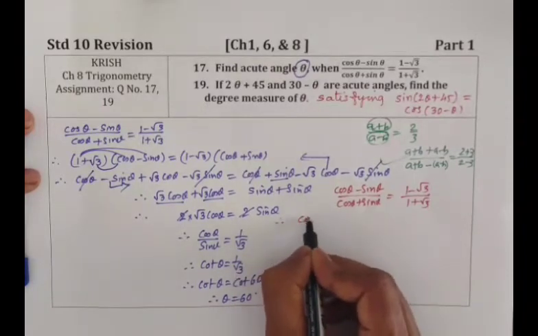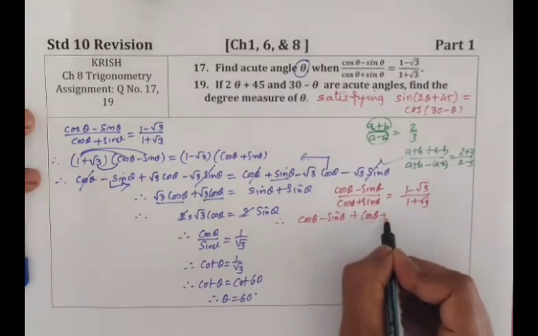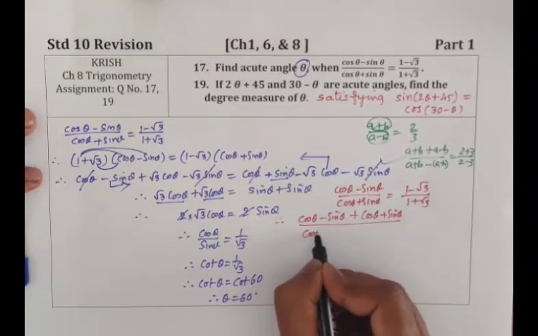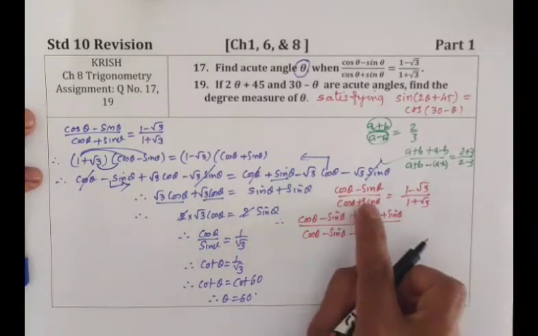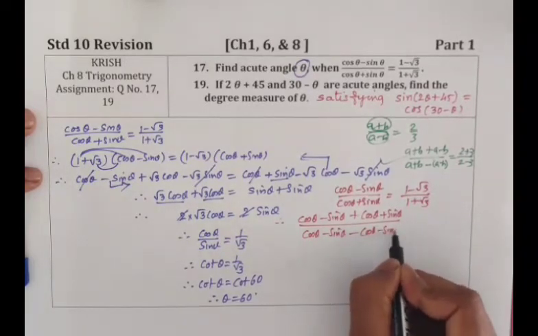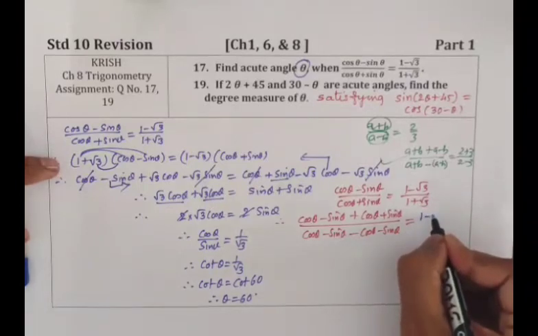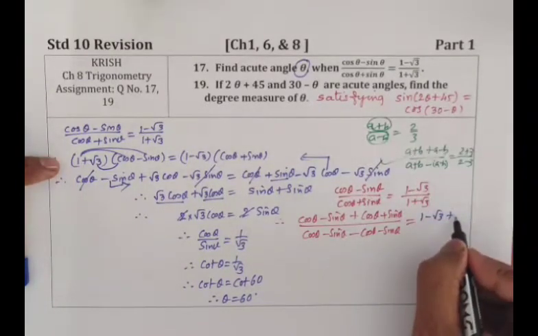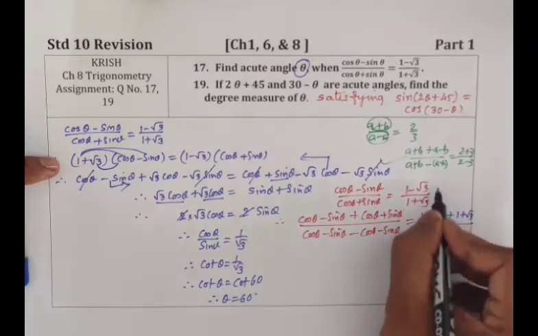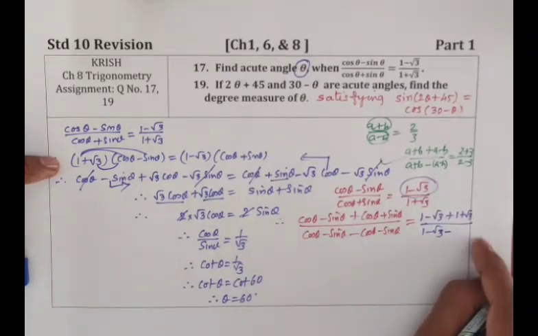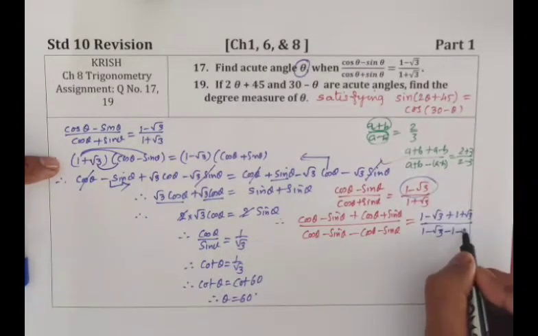So use componendo dividendo. Cos theta minus sin theta plus the denominator, plus, so no bracket needed, cos theta plus sin theta, whole upon cos theta minus sin theta. Whatever the numerator is, minus the denominator, children, both signs change, minus cos theta minus sin theta. Same thing applies on the right hand side. Please look, 1 minus root 3 plus the denominator, plus, so no bracket needed, 1 plus root 3. 1 minus root 3, that is the numerator. Minus, bracket is necessary, but be careful in changing the sign: plus 1 becomes minus 1, plus root 3 becomes minus root 3.